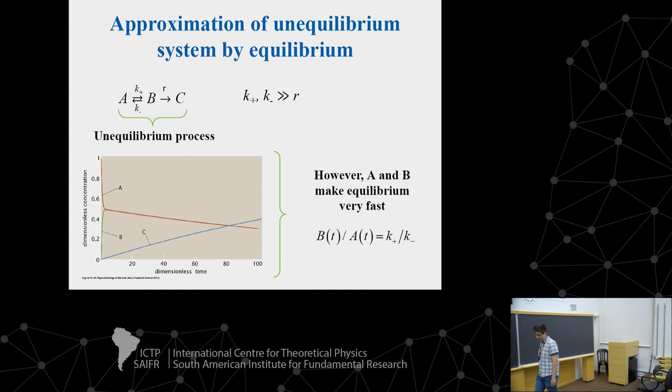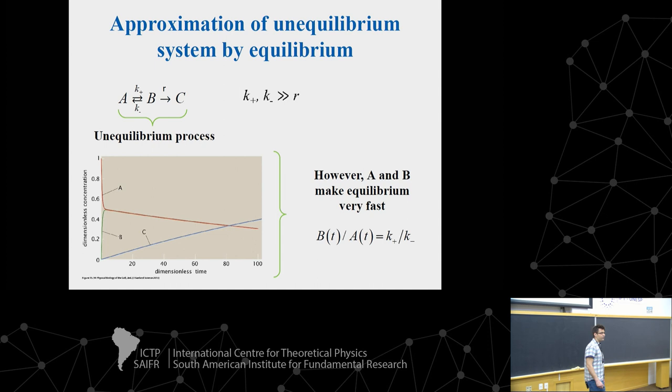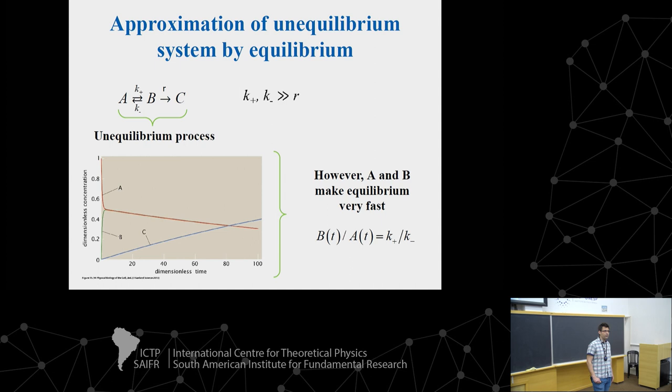I have told you about these conservation laws, which can make our life simpler. And actually, another thing which can make our life simpler is the so-called quasi-equilibrium approximation. Well, people actually call it differently, rapid equilibrium approximation, but it's essentially the same thing. But the point is the following.